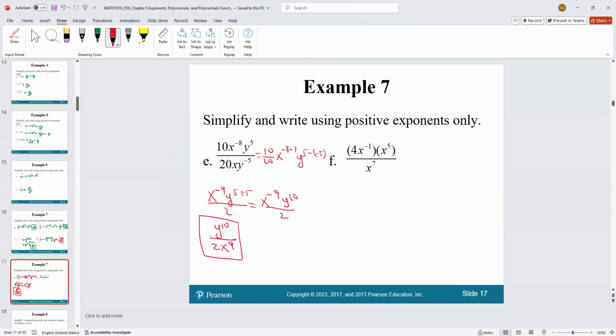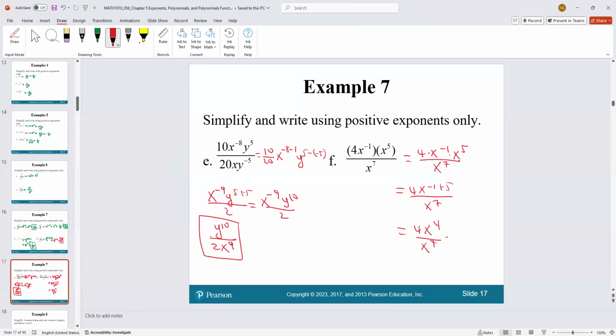Okay. F, what we do with F, first of all, the exponent doesn't affect the coefficient. So if I remove it, I can still have x times x power negative 1 times x power 5 times x power 5, okay? So now we have x power 7. All right, look at that. We have 4x negative 1 plus 5 over x power 7. 4x power 4 over x power 7.